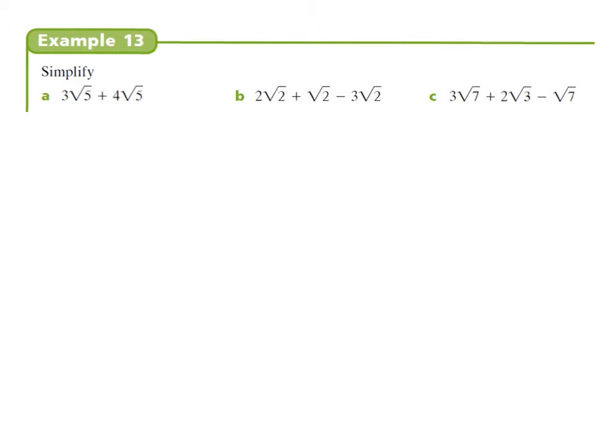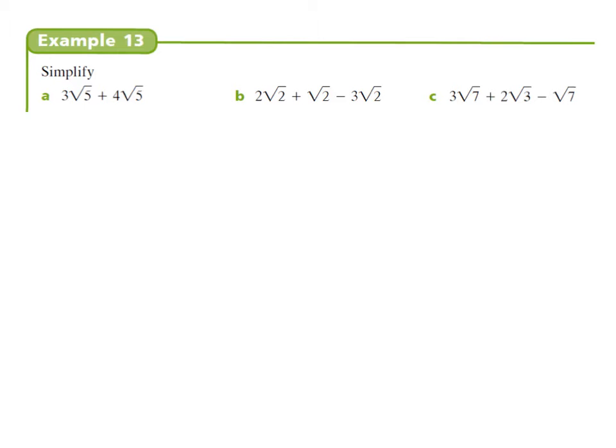Hello there. So now what we're going to do is look at the examples for adding and subtracting surds. This isn't as hard as it might appear at first. So let's work through these examples. For A, we have 3 times square root 5 plus 4 times square root 5. So altogether we have 3 of this thing plus 4 of this thing. That means 7 of that thing, right?